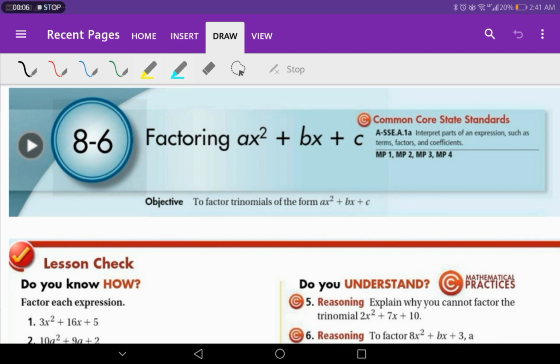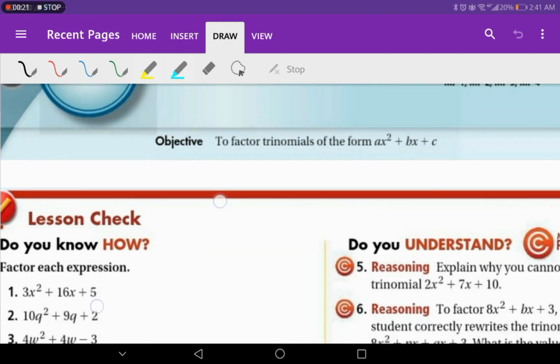Our lesson today is 8-6, factoring ax squared plus bx plus c, which is a quadratic trinomial. And our objective is to factor a trinomial of the form ax squared plus bx plus c. Let's go.